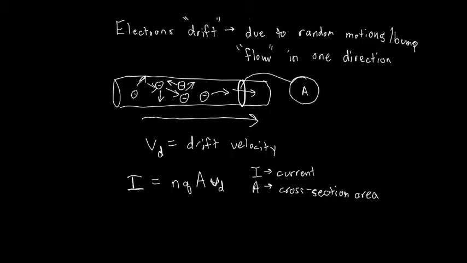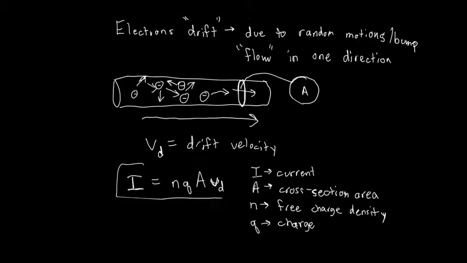And then I have N. N is something called the free charge density. So that's how compacted my charges are in this little area. And finally, we know Q is equal to the actual charges that are flowing. So this is how we can define the drift velocity. So how fast these electrons are overall just kind of drifting down this little wire.